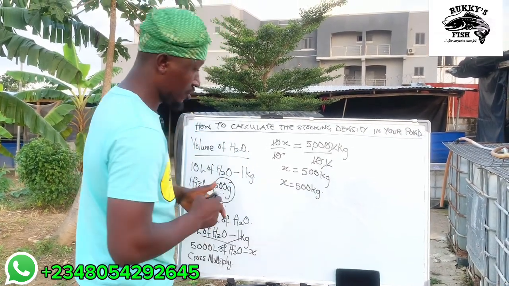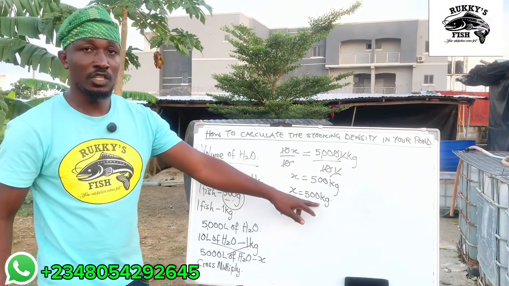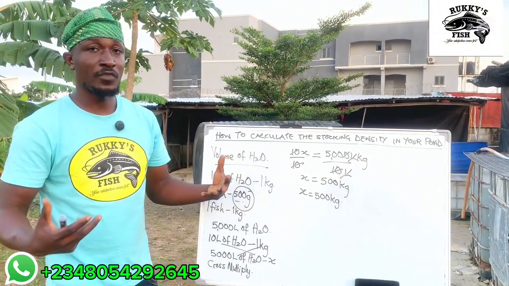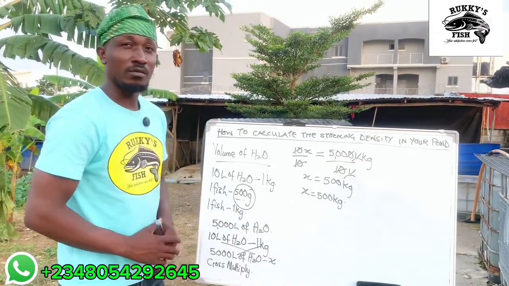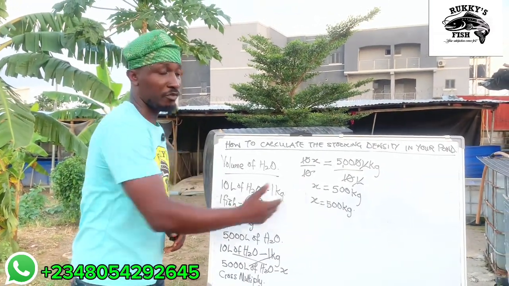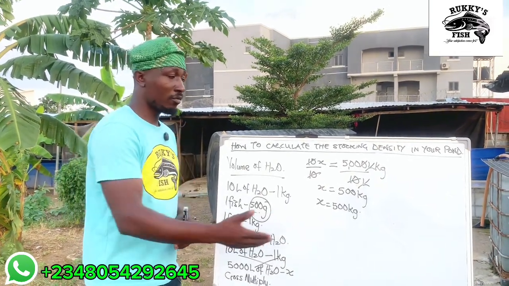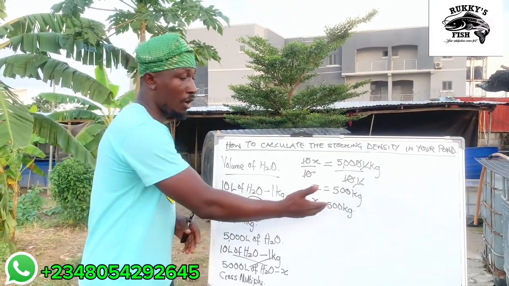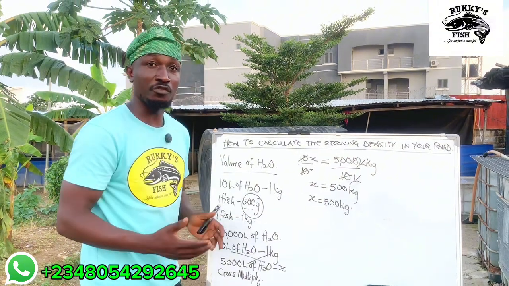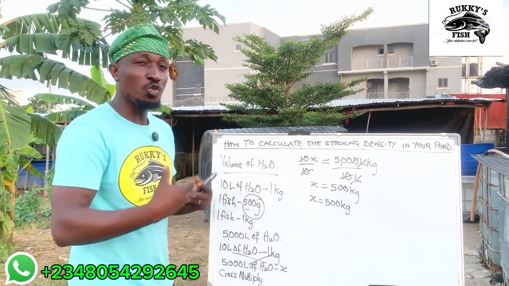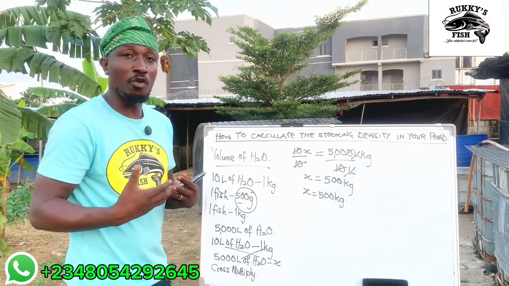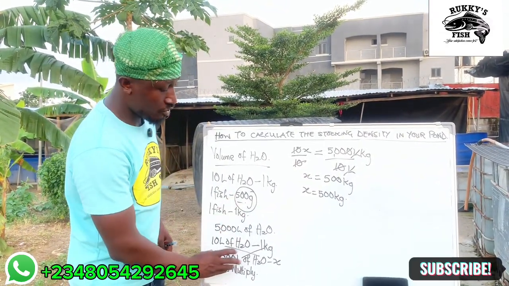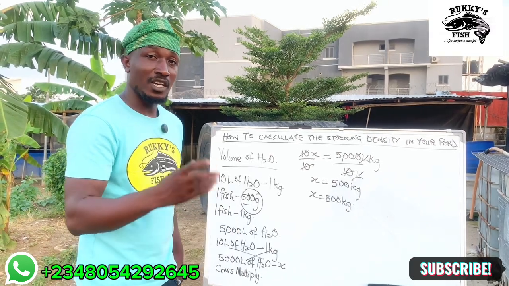Now the question is, this unit is for weight, for body mass. So it means 5,000 liters can give you a body mass of 500 kilograms. Now this implies that you may not have up to 500 pieces of fish. So we want to go ahead to know the number of fish, that is the stocking density now, to know the number of fish that 5,000 liters of water can contain.